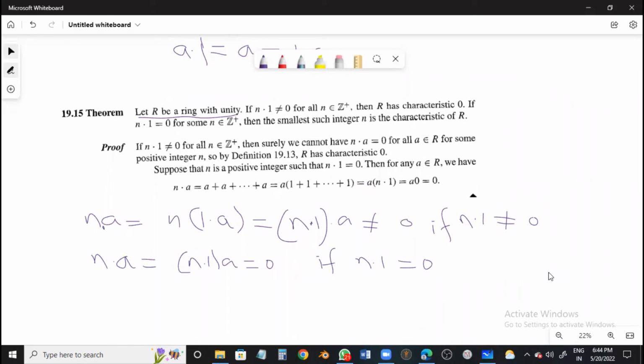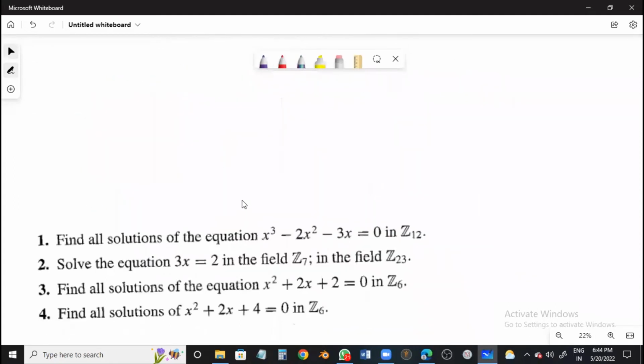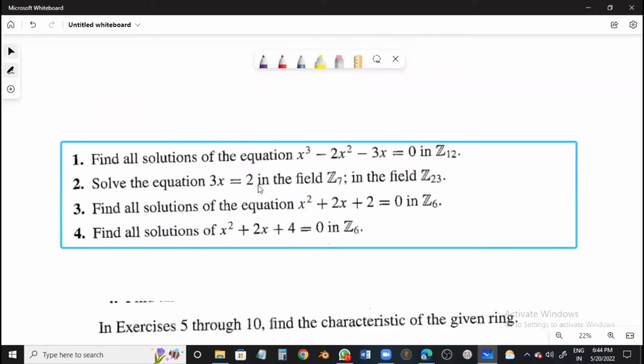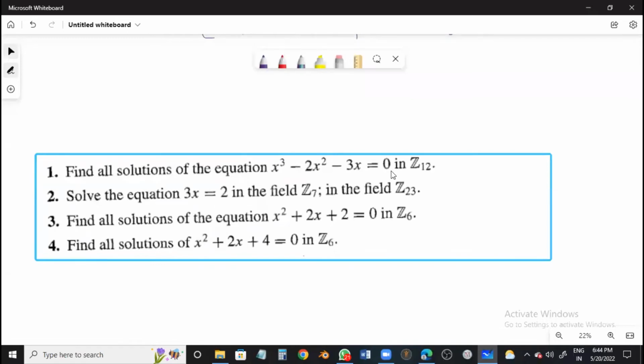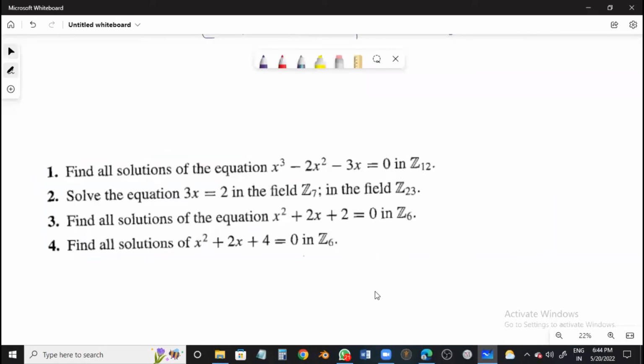Sure? Okay, doesn't matter. I would like to proceed then. I would like to proceed for these questions. Find all solutions of this equation in Z12. Can you do it? Yes. Can you solve this?